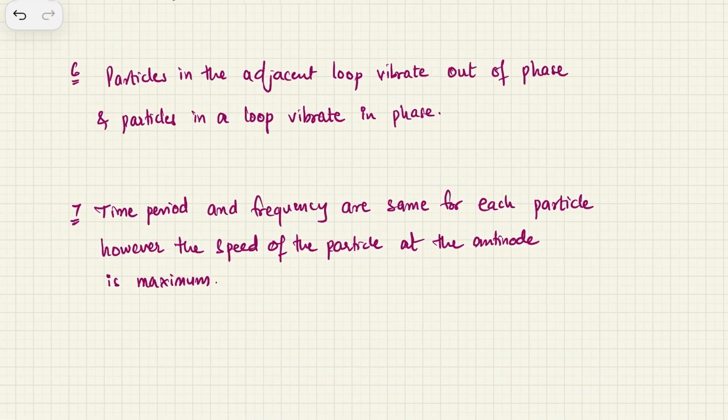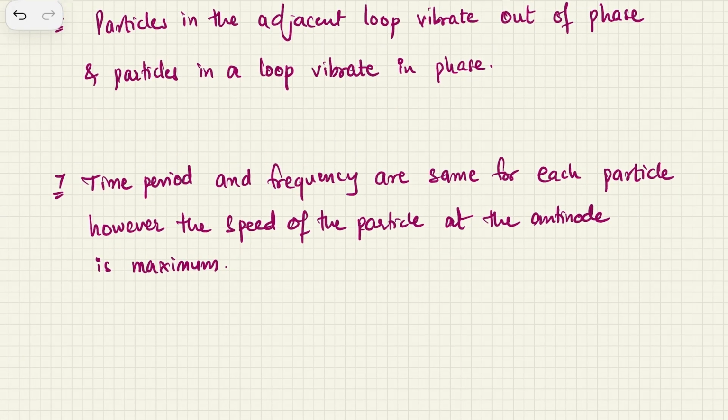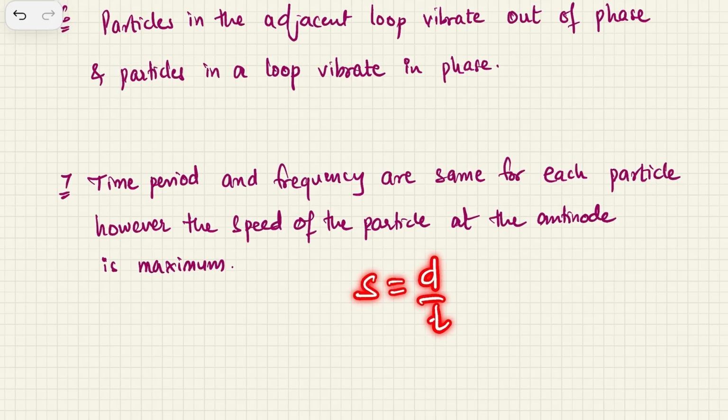So this is what the seventh point is. The speed of the particle at the antinode is maximum. Remember that I'm not talking about velocity, because velocity is a vector quantity and that will come out to be 0, because nothing in a stationary wave is moving. The speed of the particle is maximum at the antinode because the displacement is maximum and the time is the same. Basically, speed is equal to distance upon time. Because at the antinode the distance is maximum, the speed would be maximum, because t is constant for each particle.